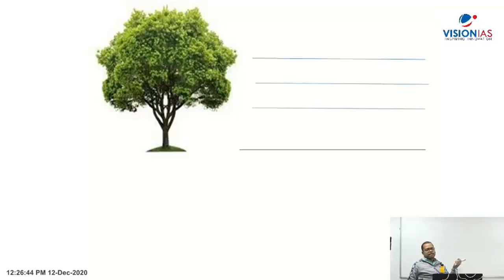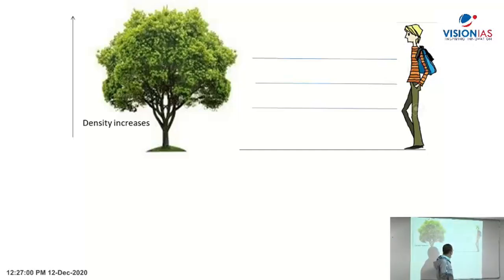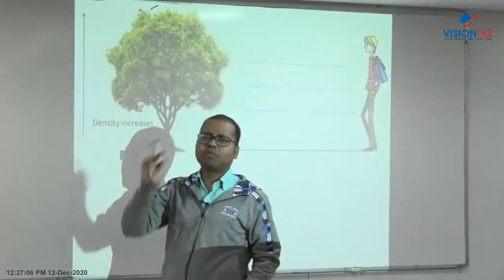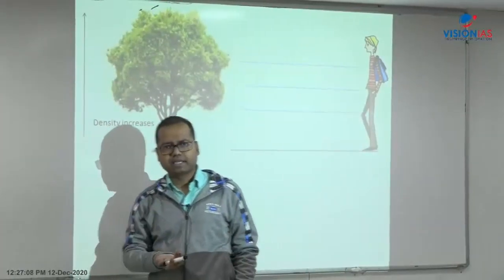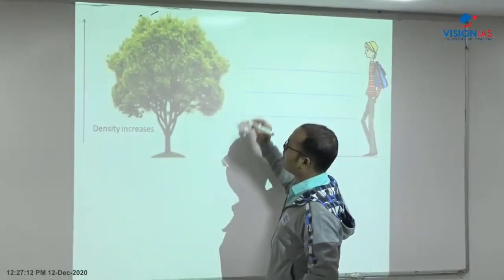So in summer days, if I am moving from bottom to up, density is bound to increase. And suppose this is you. Why will density increase? Because this is the surface, right? It is a hot day, so air will be rising up and accumulating at this point. Accumulation of air means higher density, right?